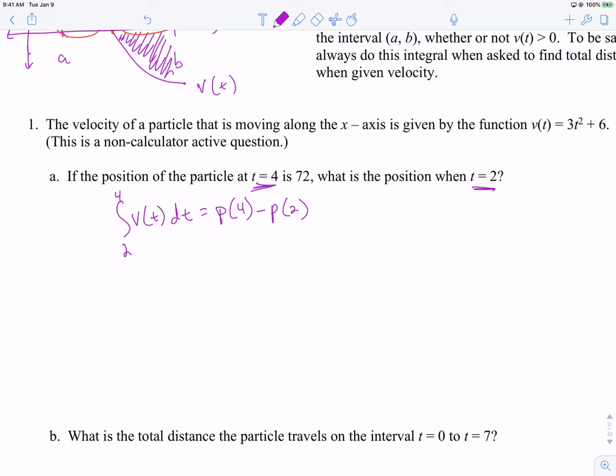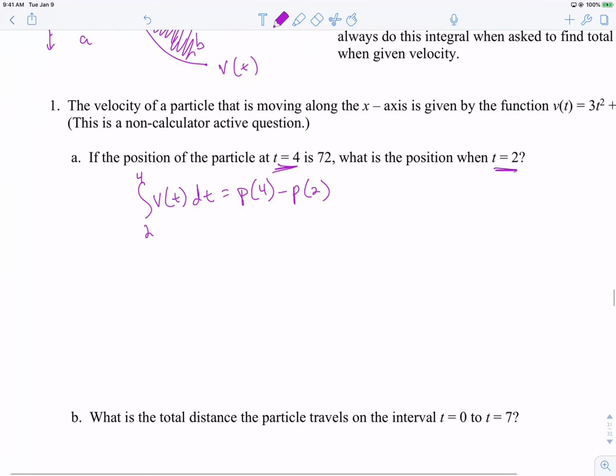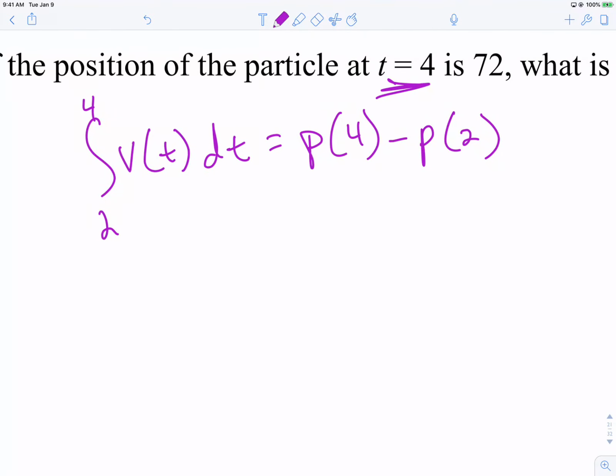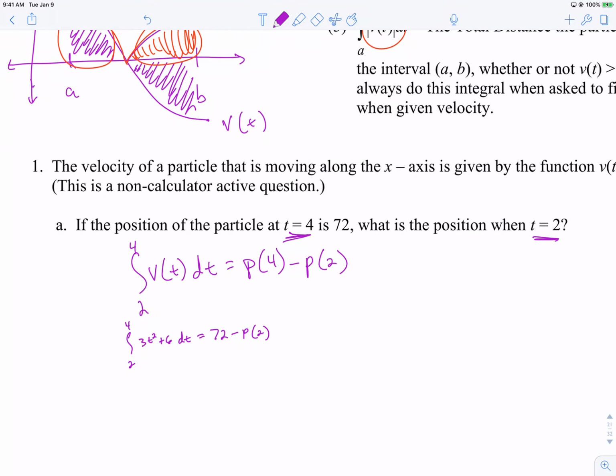Okay, so now from 2 to 4, let me zoom in a little so I have more room. We're going to substitute the velocity function in here. So it's the integral of 3t squared plus 6 dt, and that's going to be equal to 72 minus p of 2. All right, so we can now find the position when time equals 2.